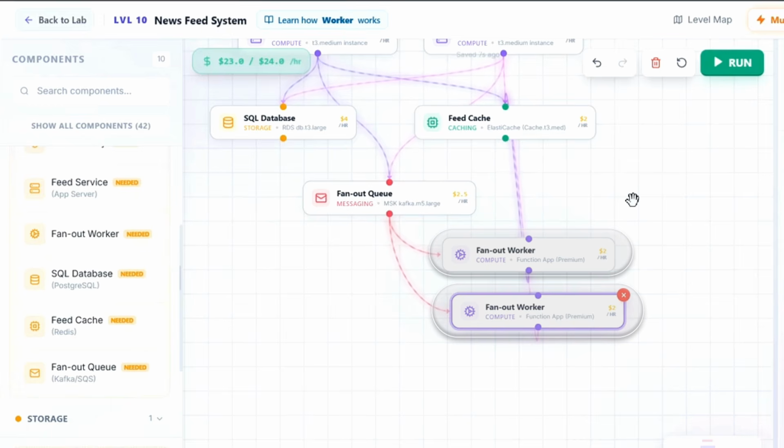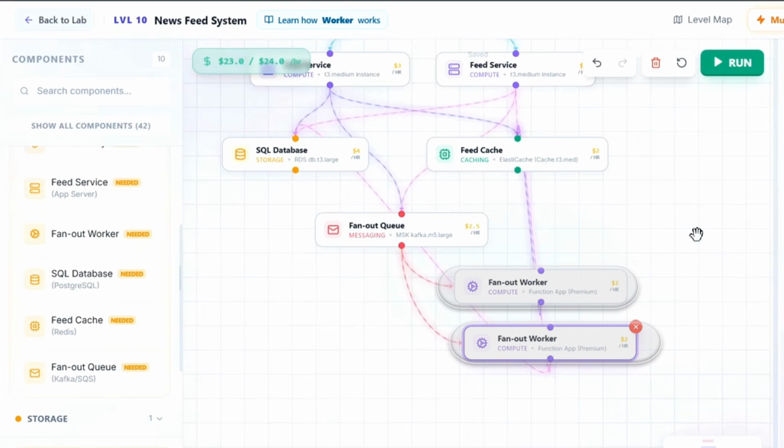Because of this, when followers later request their newsfeed, Redis or our cache memory already contains an updated timeline, making feed retrieval extremely fast. The workers also communicate with the SQL database. While cache memory provides fast access, SQL provides durable storage. The processed post information is stored permanently inside the database so that it remains available even if the cache memory is lost or it expires.